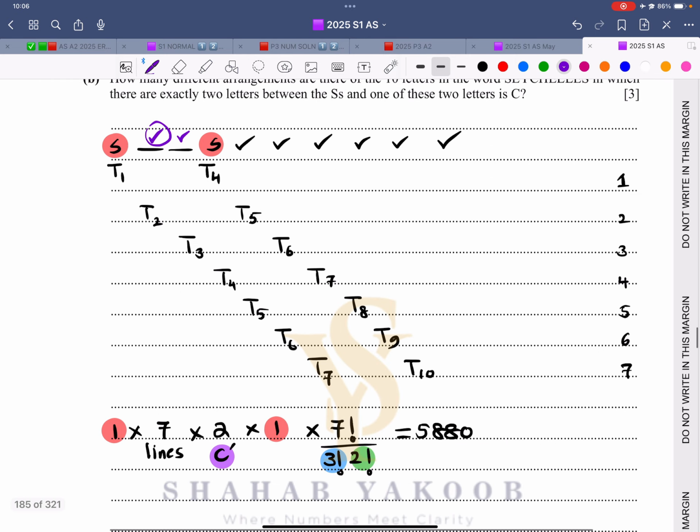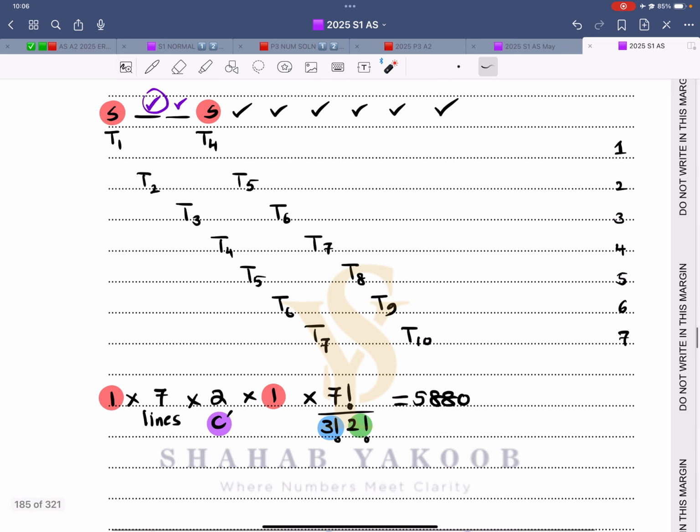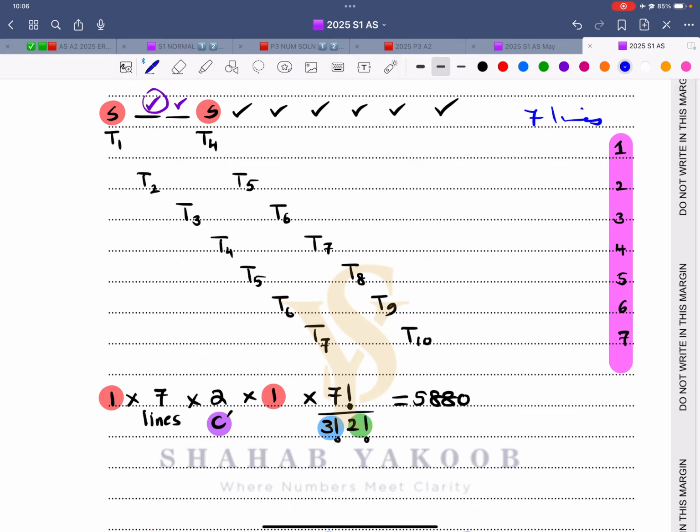So now I have drawn lines. This is the first and the fourth, second and fifth. I'm moving it 1 unit ahead. Third, sixth, fourth, seventh, fifth, eighth, sixth, ninth, seventh, tenth. It has to stop at 10. So how many lines do you see over here? We have 7 lines. That is how the diagram is needed, so there are 7 lines based upon this positioning.